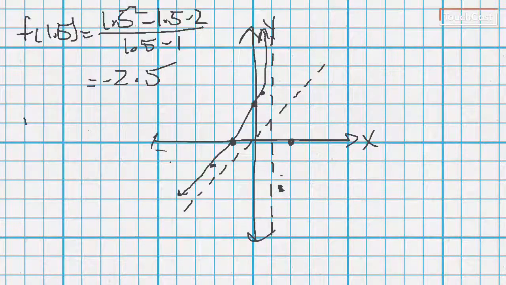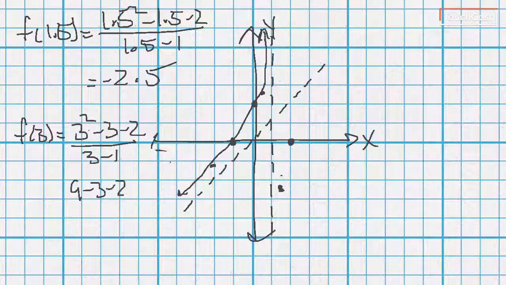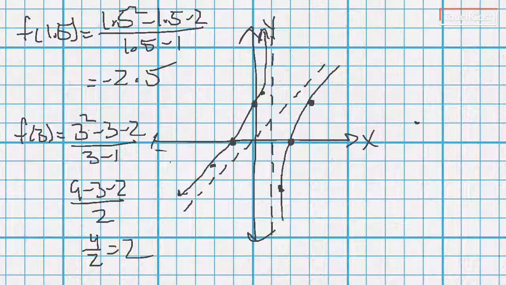Now let's find f of 3. So we're going to have 3 squared minus 3 minus 2 over 3 minus 1, which you can use a calculator for, but we don't need it for this one. We're going to get 9 minus 3 minus 2 over 2, and 9 minus 3 minus 2 is 4. And 4 over 2 is equal to 2. So at 3, we know y equals 2, and we've got points now that we can connect with a smooth curve.